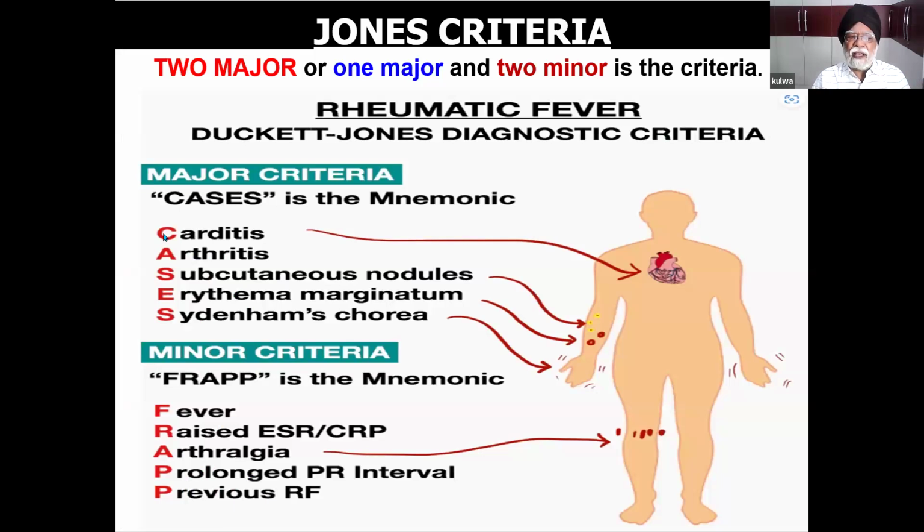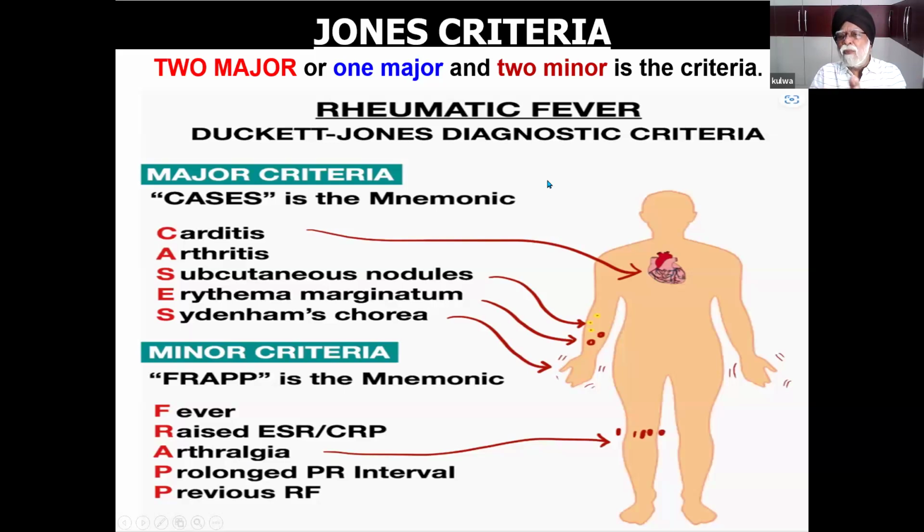You can remember them: carditis, arthritis, subcutaneous nodules, erythema marginatum, Sydenham's chorea. These are the 5 most important major criteria. And there are minor criteria, known as FRAP: fever, raised ESR, arthralgia, prolonged PR interval, and previous history of rheumatic fever. So these are the minor criteria. 1 major and 2 minor can be the criteria, and 2 major alone can be the criteria.